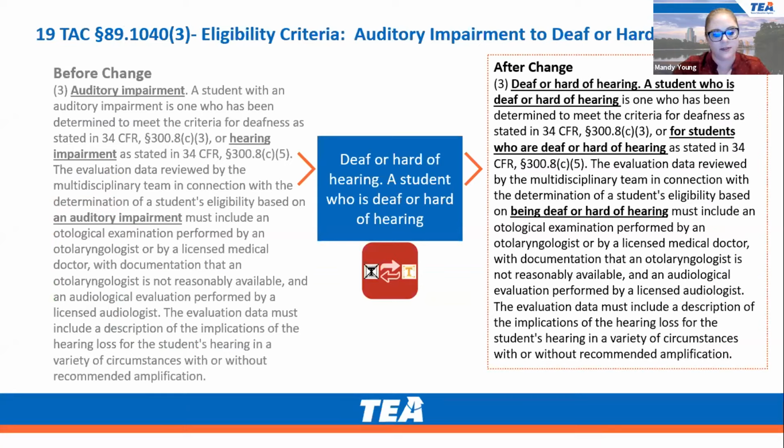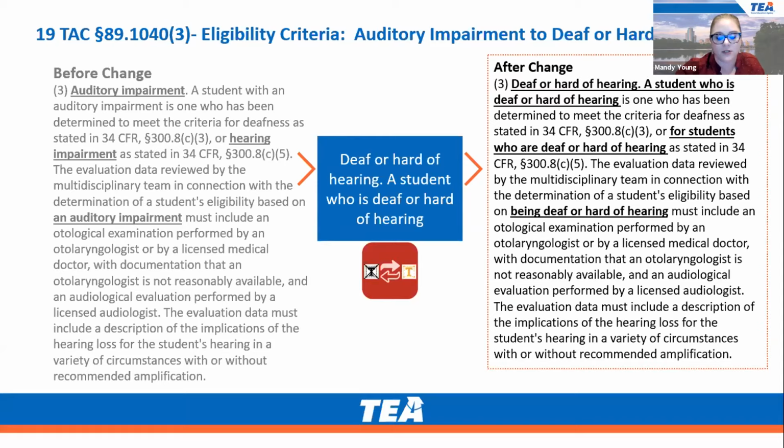So you can see on this slide, the grayed out text explains Chapter 89 prior to the change that was proposed, which is in the black text. This part of Chapter 89, 1040 addresses eligibility criteria. So auditory impairment will now be identified in eligibility criteria as deaf or hard of hearing. So you can see anywhere in Chapter 89 where it's stated auditory impairment, it's now been changed. This is going to impact future and current students who will be identified as deaf or hard of hearing.